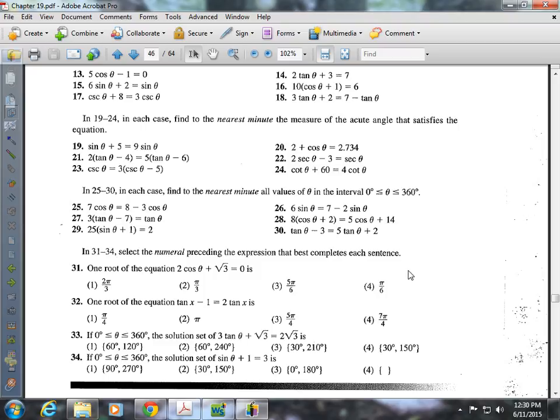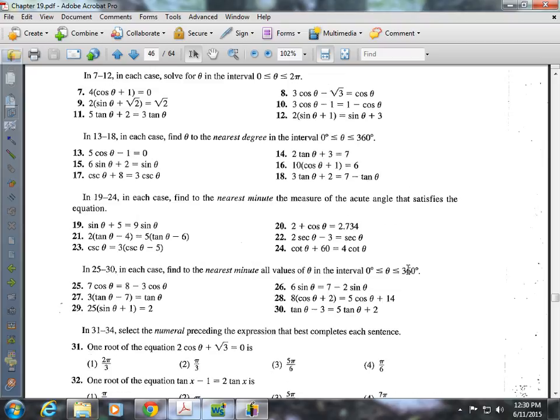So 31. What did you get for your answer for 31? Choice 3 is correct for 31. 32? Choice 4 is correct for 32. 33? Choice 3 for 33. And 34? Choice 4. So your multiple choice answers were 3, 4, 3, 4.